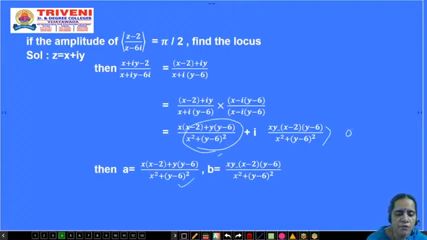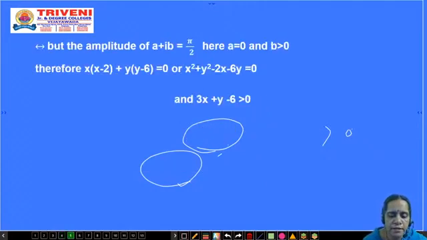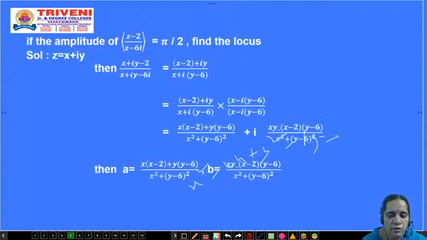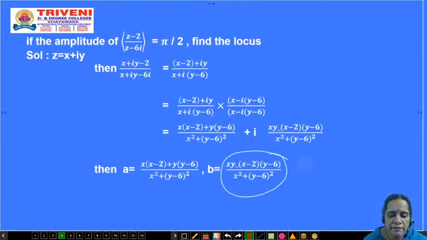If the value of a is equal to 0, then the denominator goes to the RHS side. Then we get x into x minus 2 plus y into y minus 6 is equal to 0. Multiplying this out, x square minus 2x plus y square minus 6y is equal to 0, and the value of b is greater than 0, so the denominator goes to this side.